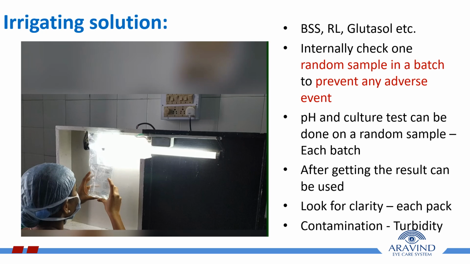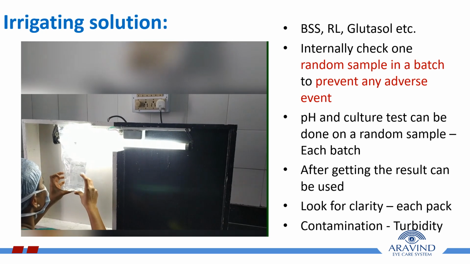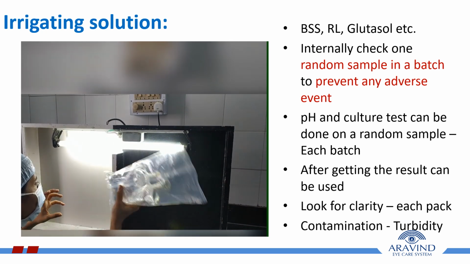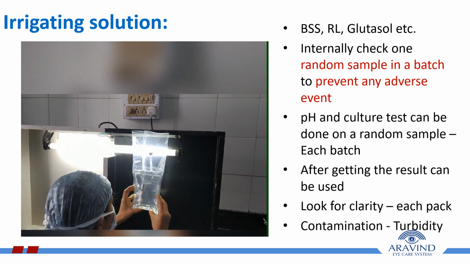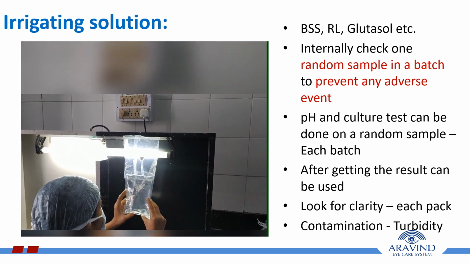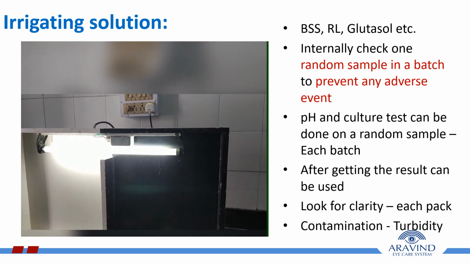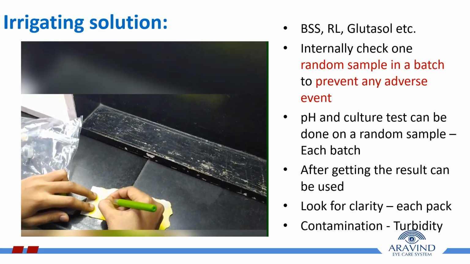Each pack should be looked at for clarity of the solution. The pack or bottle is checked against a black and white background under a light source. Any contamination or denaturation may cause turbidity of the solution. Fungal contamination may have a cottony appearance. So it is necessary to check each pack.